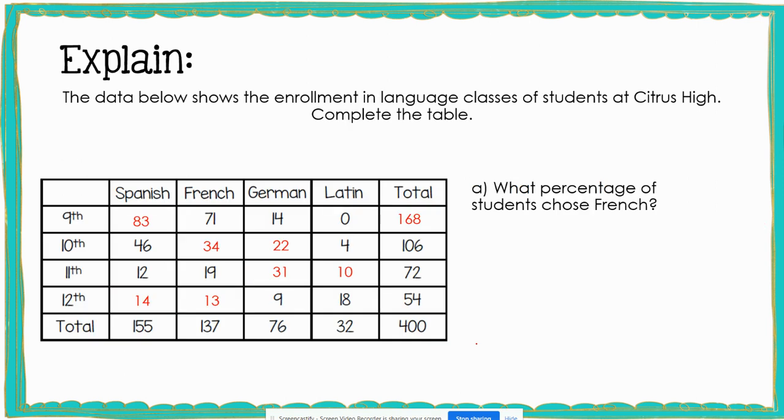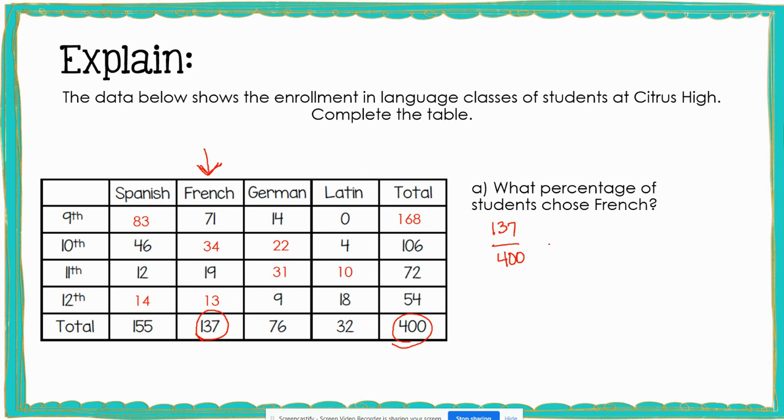Now that we have our two-way table complete, we can answer some questions about this. Question A says, what percentage of students chose French? Well, what I need to know is how many students chose French. Well, when I look at this, I know that there are 137 total students who chose French, since this is my French column. And that is out of 400 total students who were enrolled in language classes.